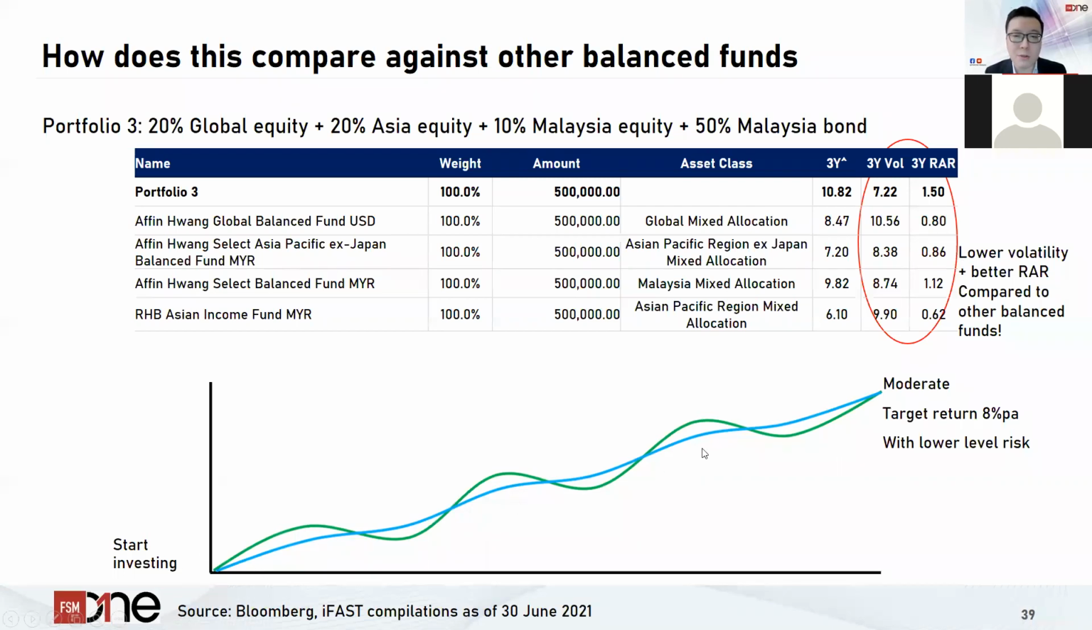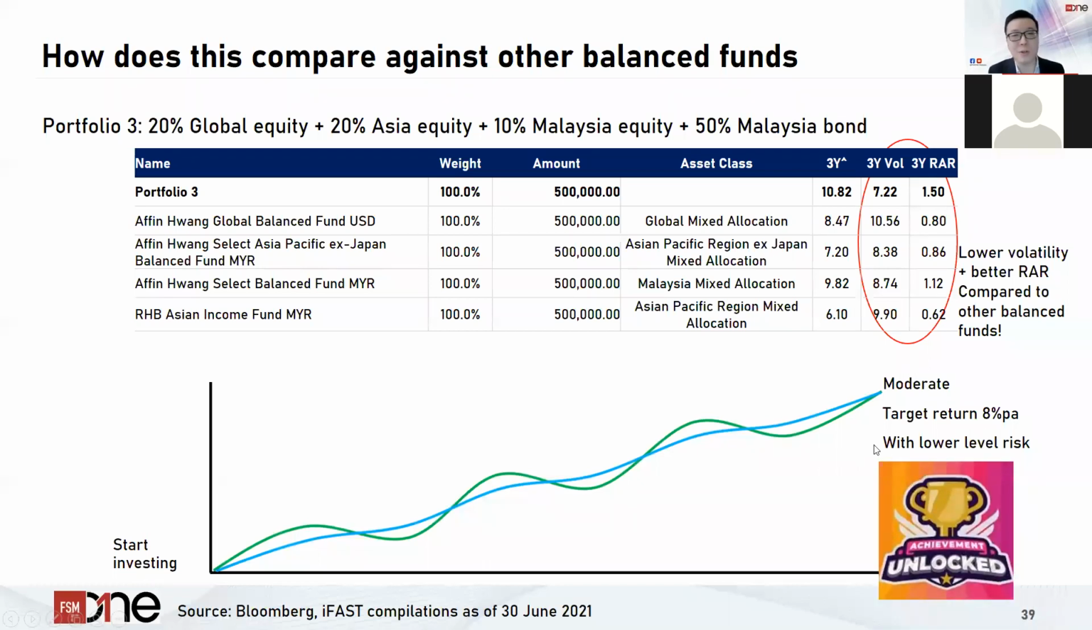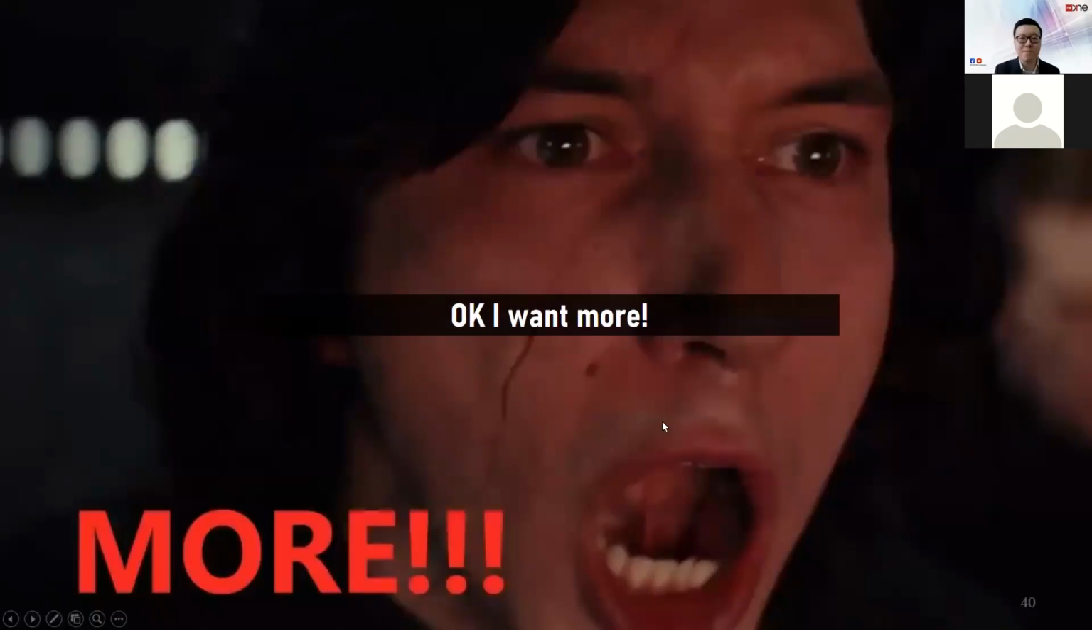So this is what we set out to achieve at the start, right? If you remember, this moderate risk investor had a target return of 8% per annum. Okay, we can achieve that with a diversified portfolio. We can achieve that return, not necessarily sacrificing the return, but with lower risk, lower portfolio vol, and resulting in better risk-adjusted return. So achievement unlocked as well.